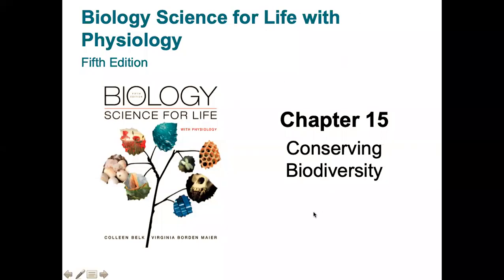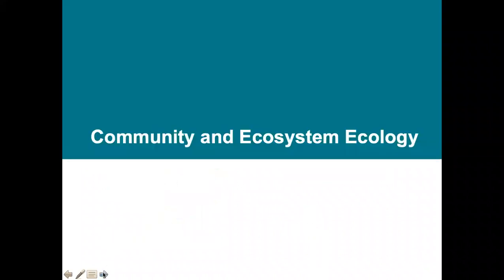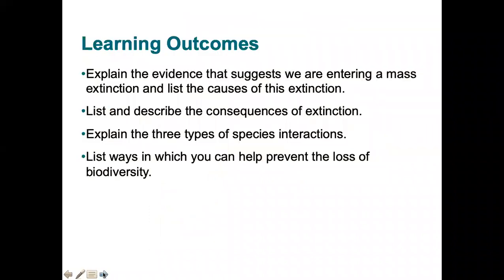Hello, everybody. So this is Bio 101, Chapter 15, Conserving Biodiversity. And we're going to be looking at community and ecosystem ecology. So, for learning outcomes this time, be able to explain the evidence that suggests we are entering a mass extinction and list the causes of such extinction, list and describe the consequences of extinction, explain the three types of species interactions, and list ways in which you can help prevent the loss of biodiversity.